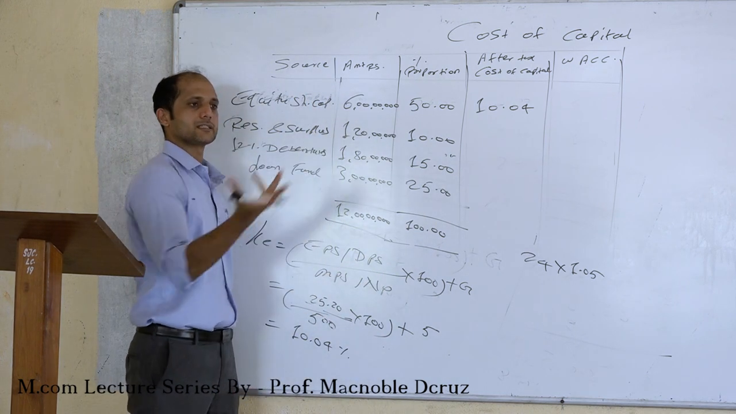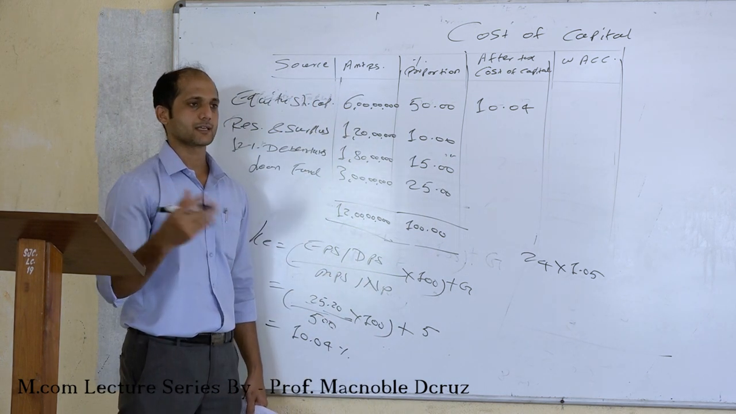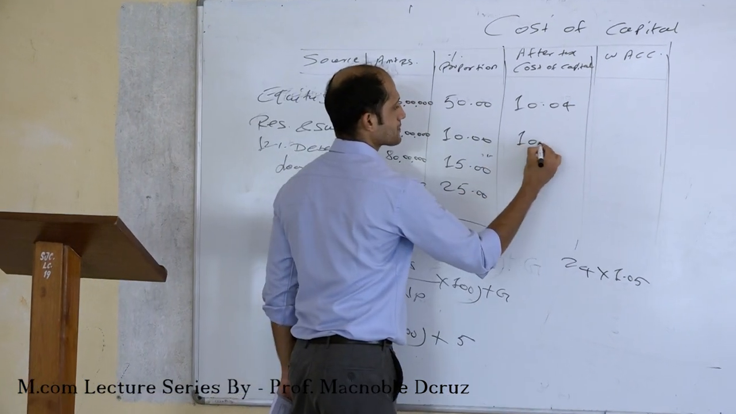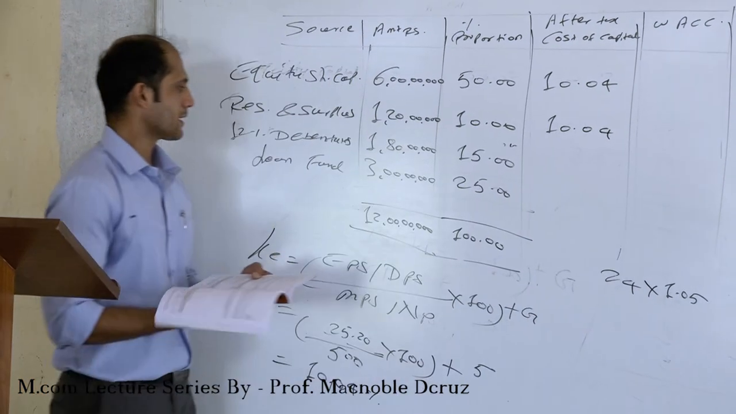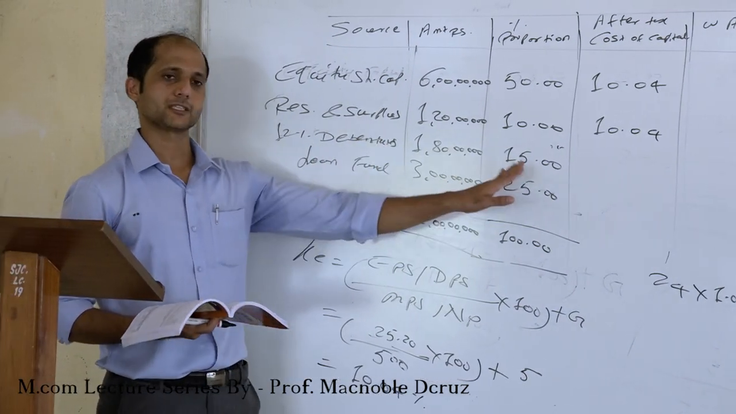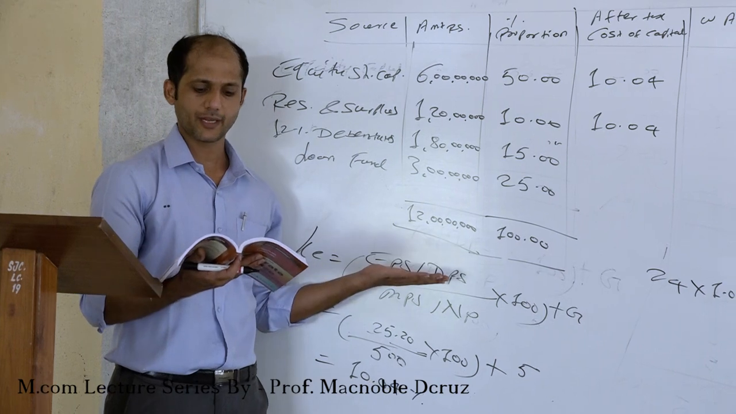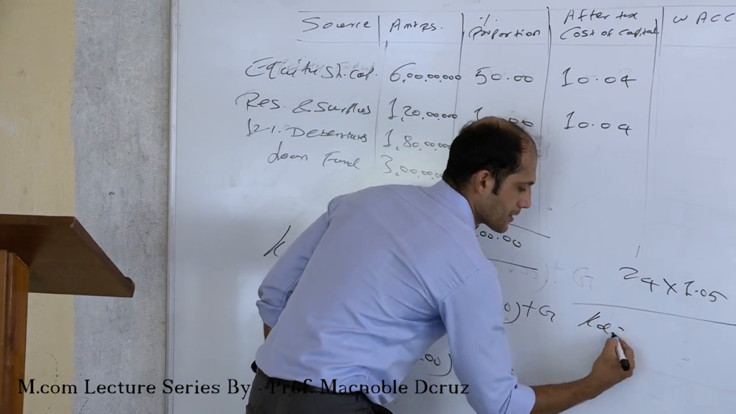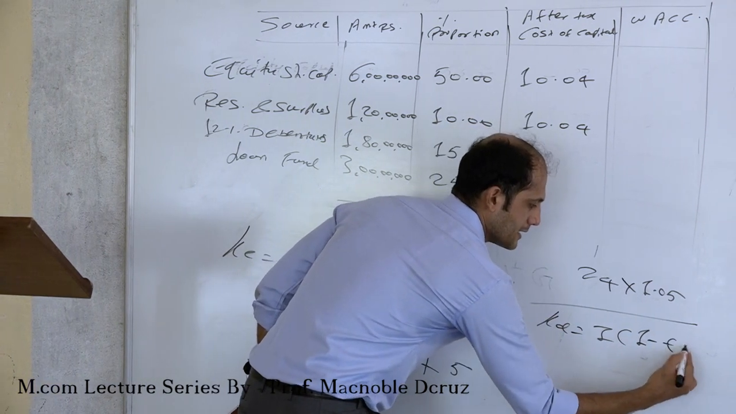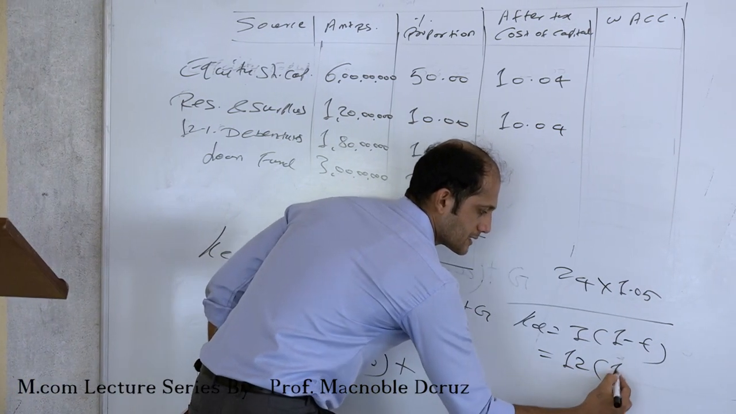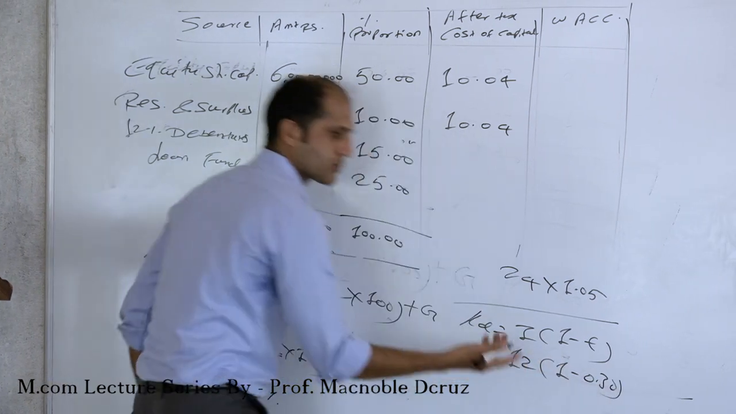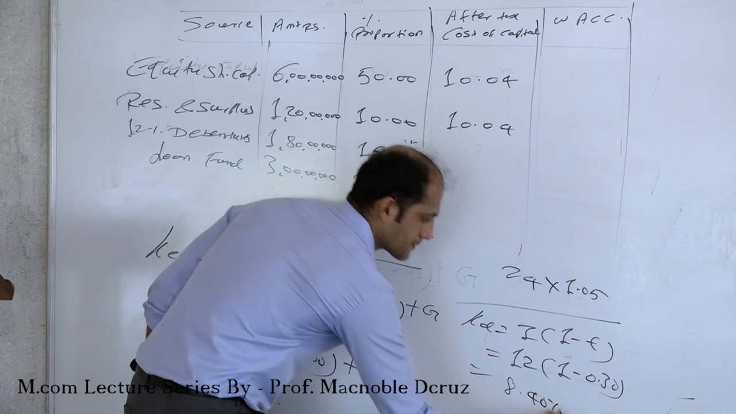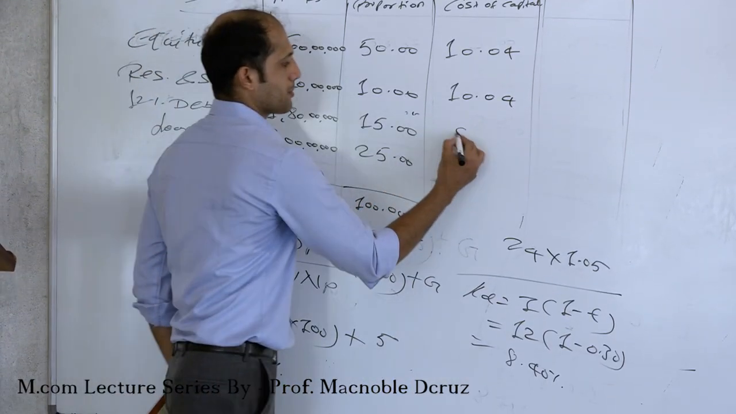As you know, for reserve and surplus, no personal tax rate or shareholder brokerage rate is given, so it will be the same here. Already the cost of 12% debentures we computed and there is no change. As you know, we already calculated the cost of debt, I into 1 minus T, the debt rate was 12% and the tax rate was 30%, and we calculated 8.4%. So that is applicable here.